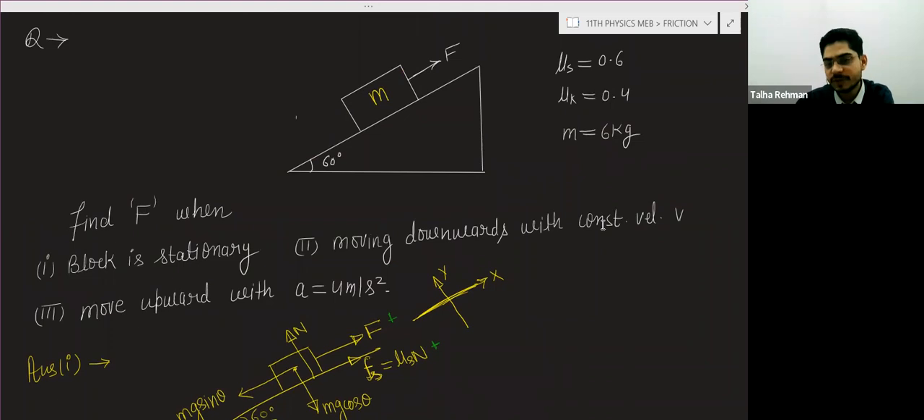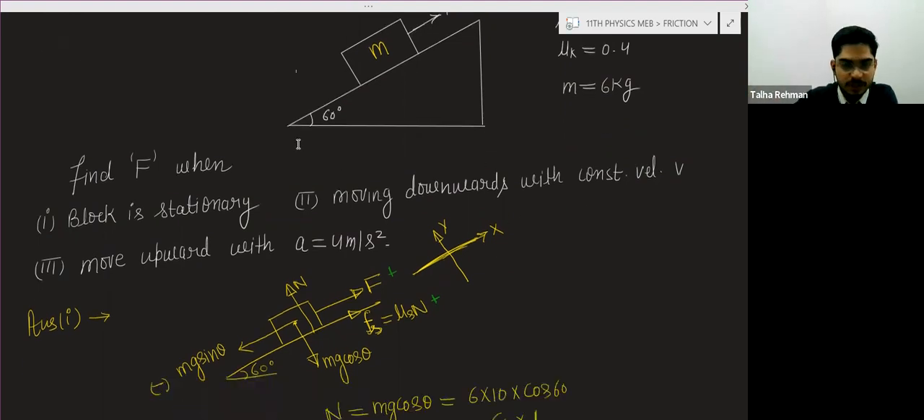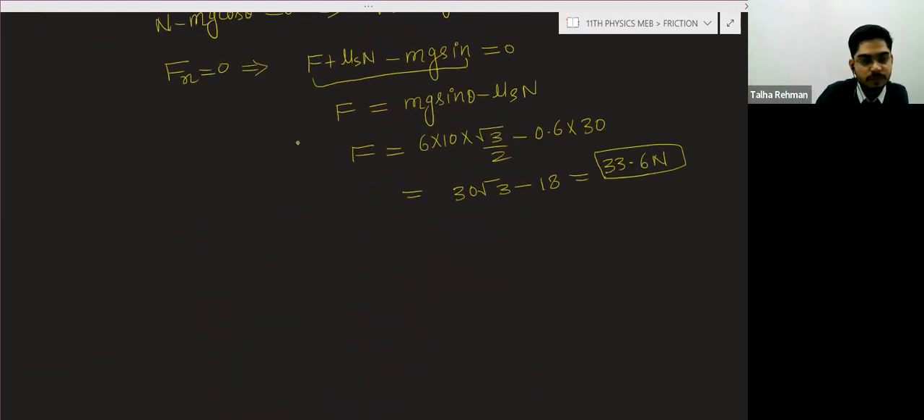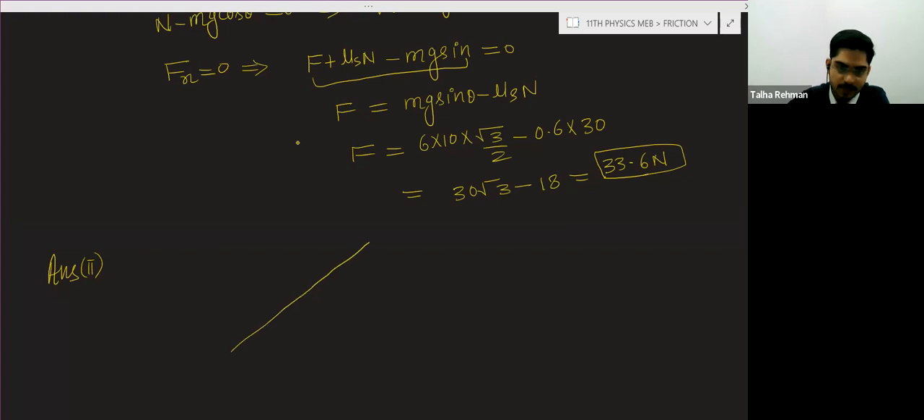Second part, moving downward with constant velocity. So now this block started motion in the downward direction, with a constant velocity. This is very simple. This is the block. In this direction, I have told you what will be the component of the weight. Basically, the weight of this block is vertically downward, this is mg. This angle is theta, or this angle is 60, that is why this angle will also become 60.